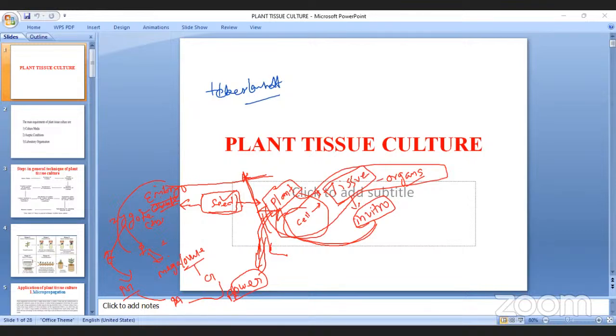The term tissue culture may be defined as the in vitro culture of an explant, any part of the plant, in nutrient medium under aseptic condition. We have to create an aseptic condition also. In general, tissue culture includes cell culture, organ culture and suspension culture also. So this is similar to any type of culture technique. Plant tissue culture is fundamental to most aspects of biotechnology of plants.